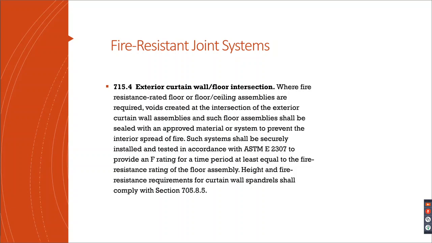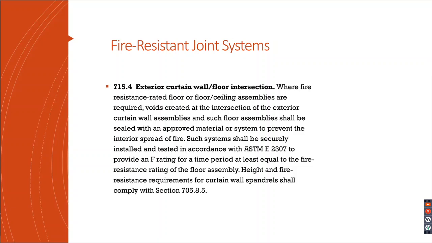And then the exterior curtain wall floor intersection, the 715.4 that we just mentioned earlier. Where fire resistance rated floor or floor ceiling assemblies are required, voids created at the intersection of the exterior curtain wall assemblies and such floor assemblies shall be sealed with an approved material or system to prevent the interior spread of fire. Such system shall be securely installed and tested in accordance with ASTM E2307. So make sure what you're using is obviously meeting the right ASTM standard, and provides an F rating for a time period of at least equal to the fire resistance rating of the floor assembly that it's at.